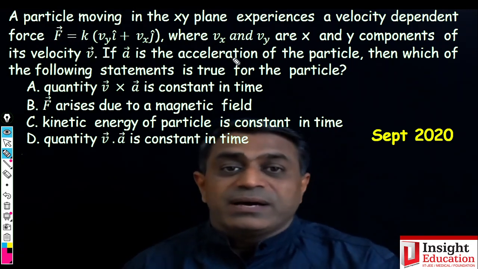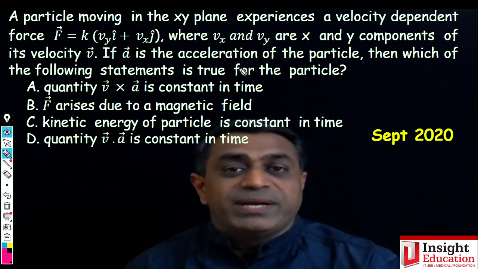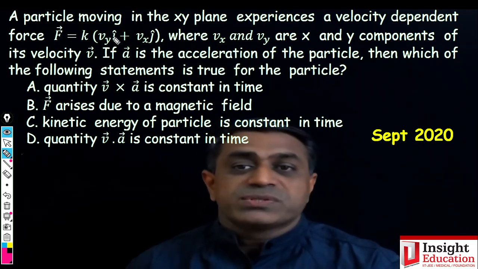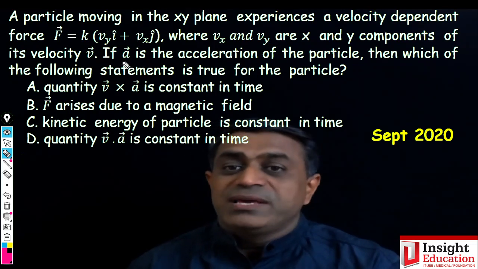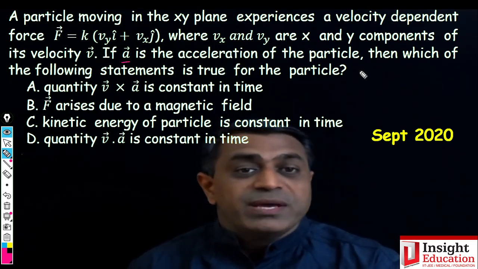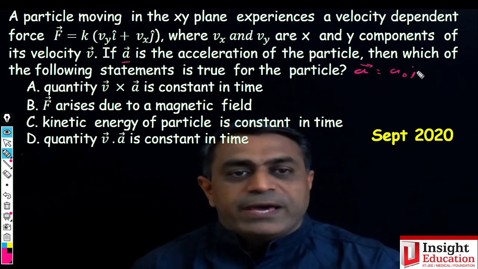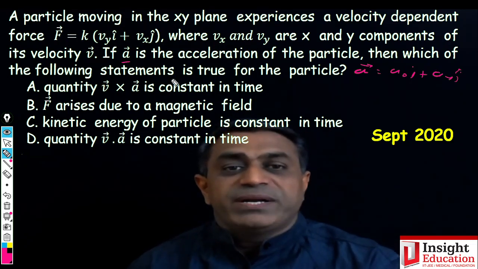If A is the acceleration of the particle, then which of the following statements is true for the particle? So here force is two-dimensional, velocity is two-dimensional, so naturally acceleration also should be two-dimensional. So I can write A is equal to Ax i plus Ay j. Okay. So now which statement is true?